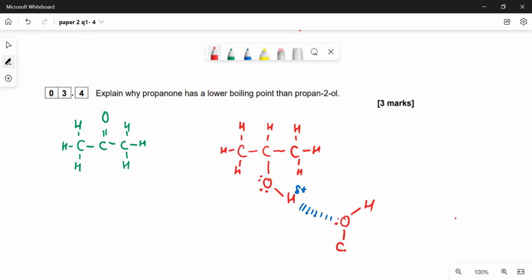Whereas if you look at propanone, you can see that it's only permanent dipole-dipole interactions. That's all you're going to get there. Oxygen is electronegative, so that's going to be delta negative, and that's going to be delta positive on the carbon. But none of these hydrogens can form hydrogen bonds because they're not attached to oxygen, nitrogen, or fluorine. They're attached to carbon. They're not delta positive enough to form hydrogen bonds. So you get hydrogen bonding in propan-2-ol. You only get dipole-dipole interactions in propanone. Hydrogen bonds require more energy to break. The boiling point is higher.